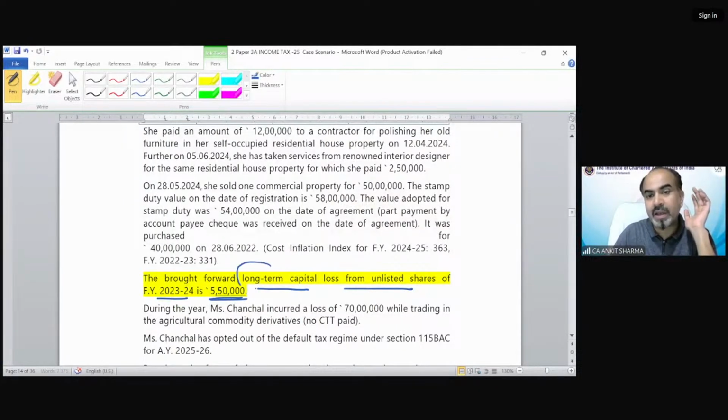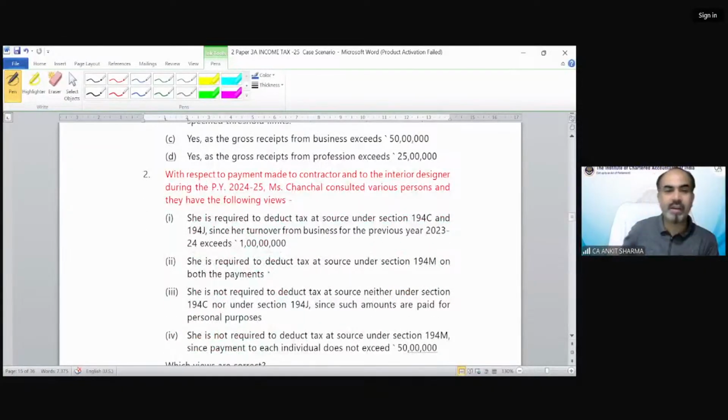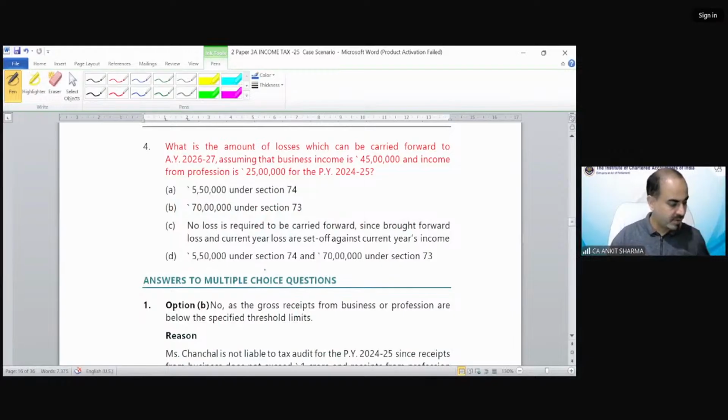The long-term capital loss. So long-term capital loss can be set off against long-term capital gain only. Now the question which is relevant for our topic is question number 4 only, which we are going to solve. Sorry, it's not 2. 2 is for TDS. Question number 4 is relevant for our purpose. It says, what is the amount of loss which can be carried forward to assessment year 26-27? Assuming that business income is 45 lakh and income from profession is 25 lakh for the previous year 24-25.